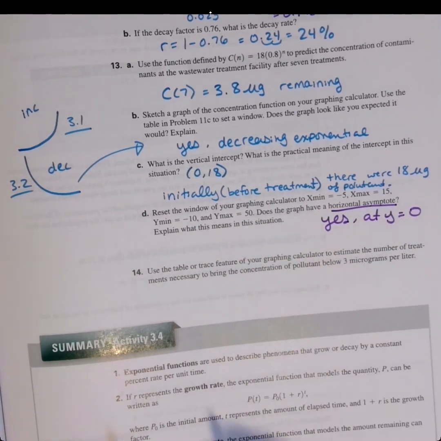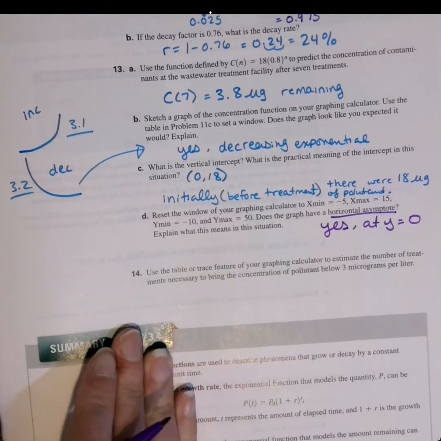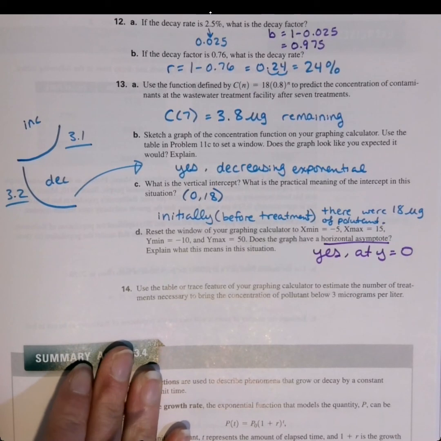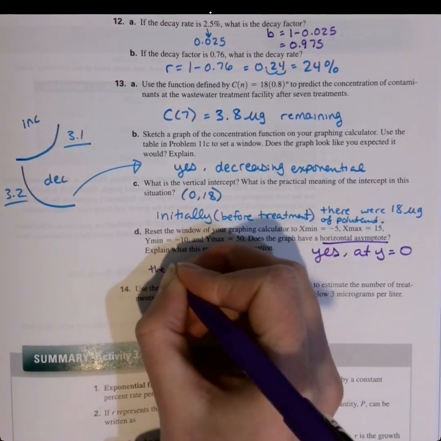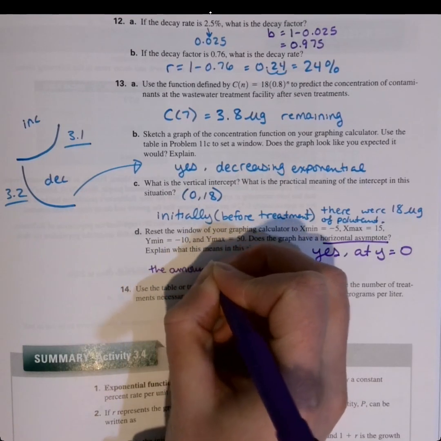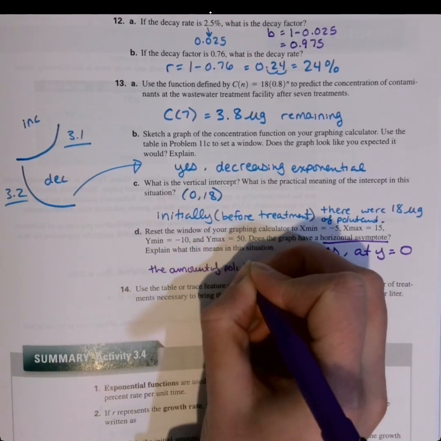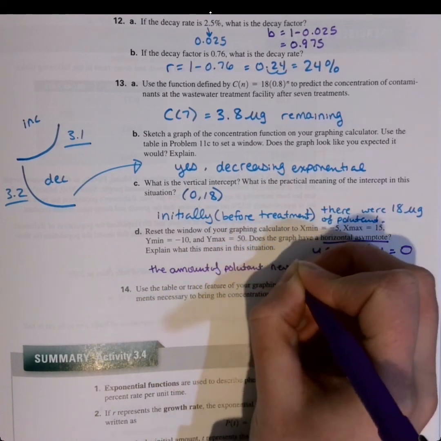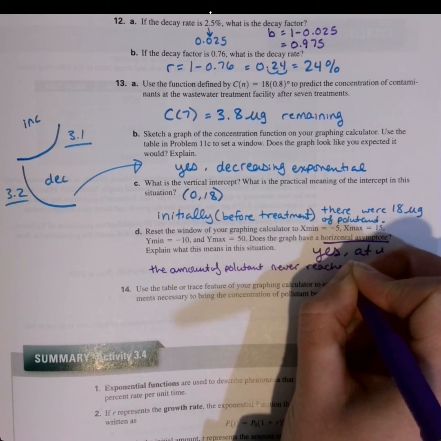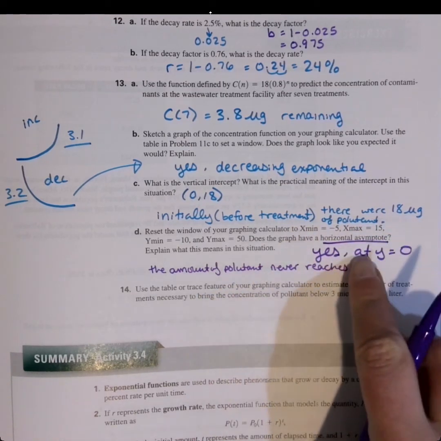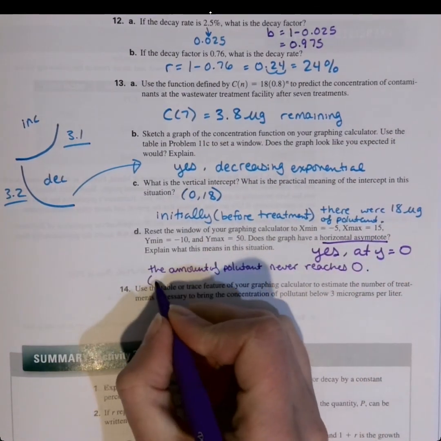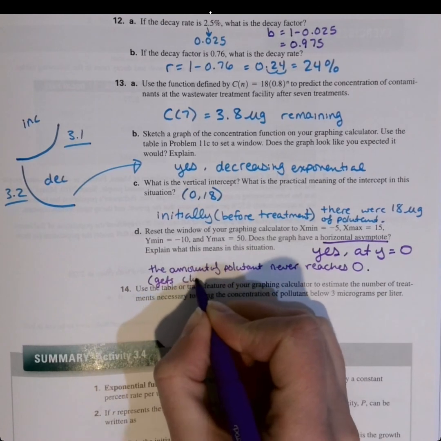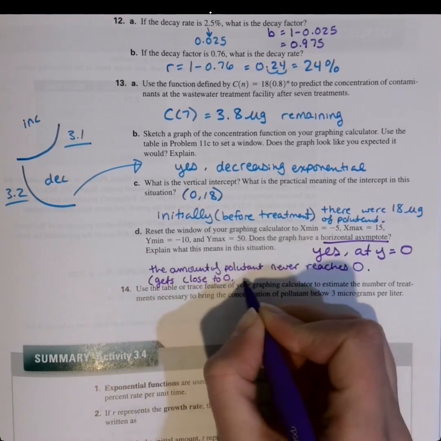What does this mean? So it means in the terms of the practical situation that we'll never be able to get rid of all of the pollutant, but we can just keep processing it out. It's always going to be teeny tiny or trace amounts. So the amount of pollutant can never reach 0 is what it means. Never reaches 0 because you're stuck just above 0, getting closer and closer towards it, but it does not reach it.